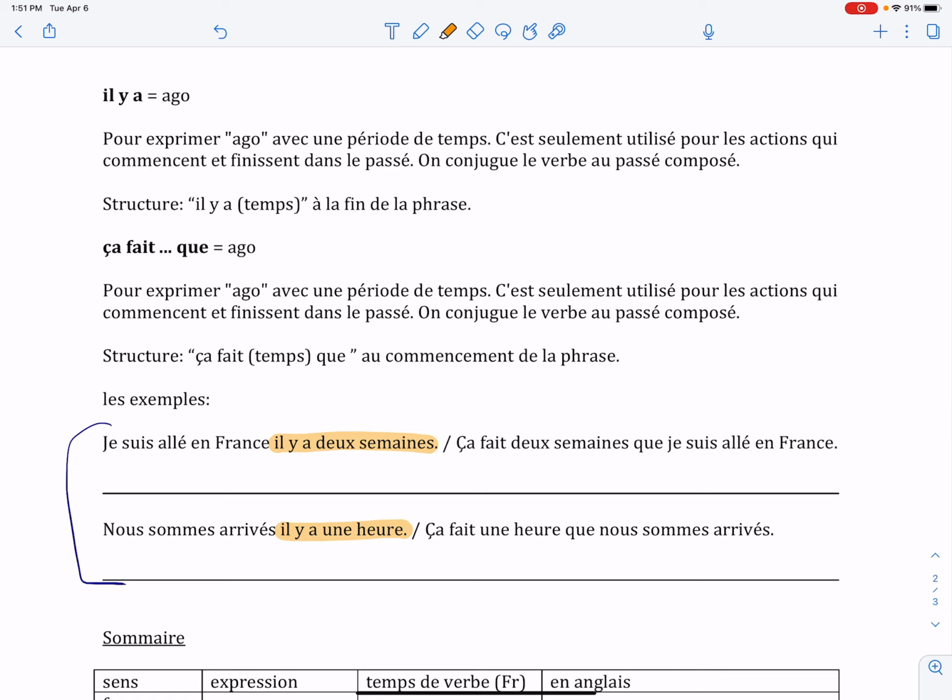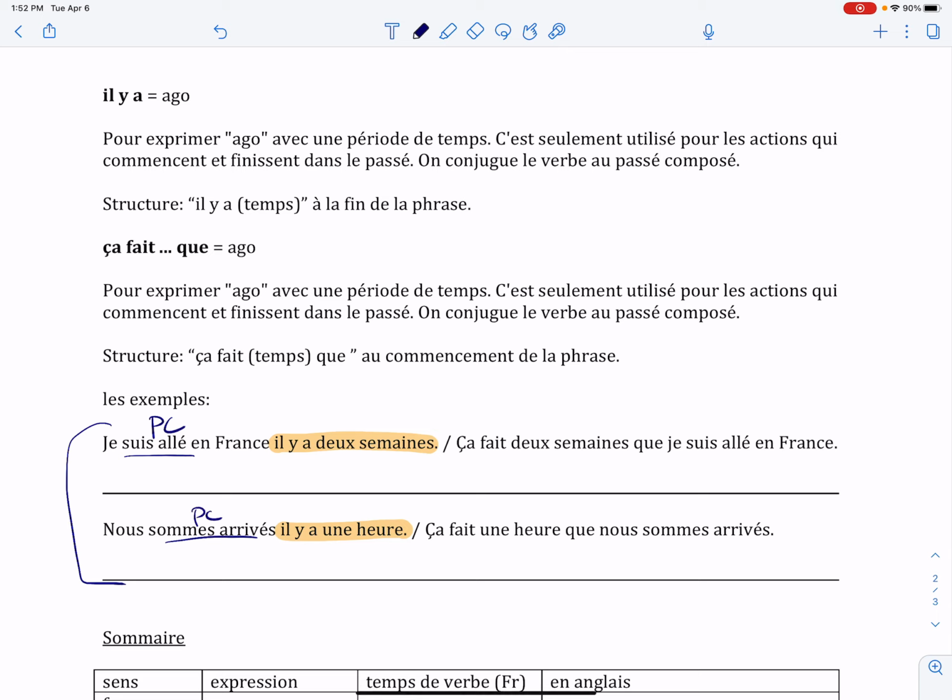So, je suis allé en France il y a 2 semaines. So this verb, je suis allé, is in the passé composé. I went to France 2 weeks ago. Nous sommes arrivés il y a 1 heure. Again, the verb's in the passé composé. We arrived 1 hour ago.